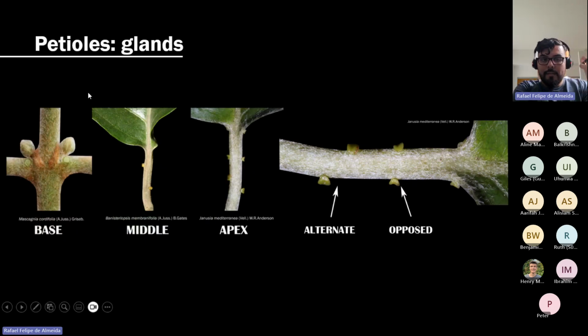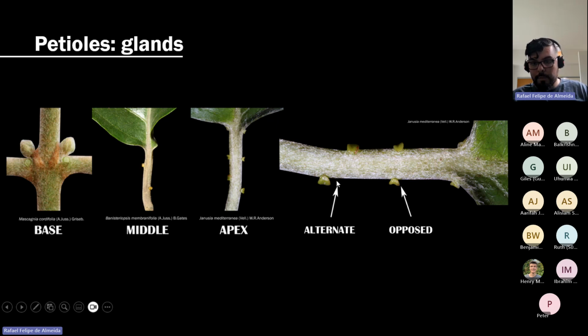The petioles in Malpighiaceae often bear lots of glands. So extrafloral nectaries, also known as glands, are glands occurring in structures not within the inflorescence, flowers or fruits. They might occur in the petioles or on the leaf blade itself of Malpighiaceae, but in the petioles, they can occur at the base, at the middle, at the apex, like you can see here, or as a mixture of these types of positions. So you can find them here at the apex, here in the middle, or closer to the base of the petiole.